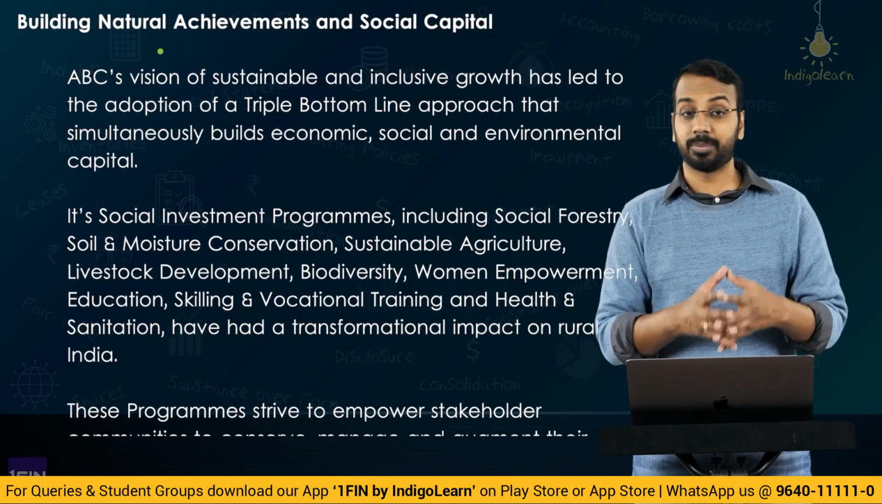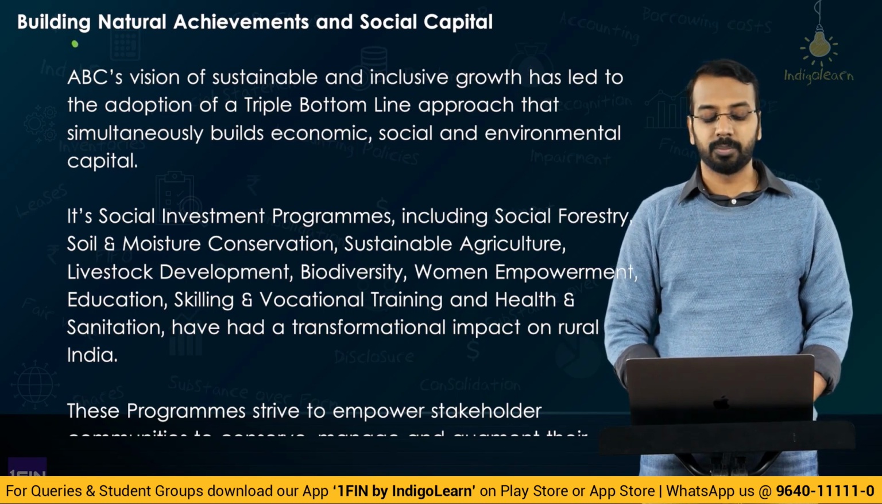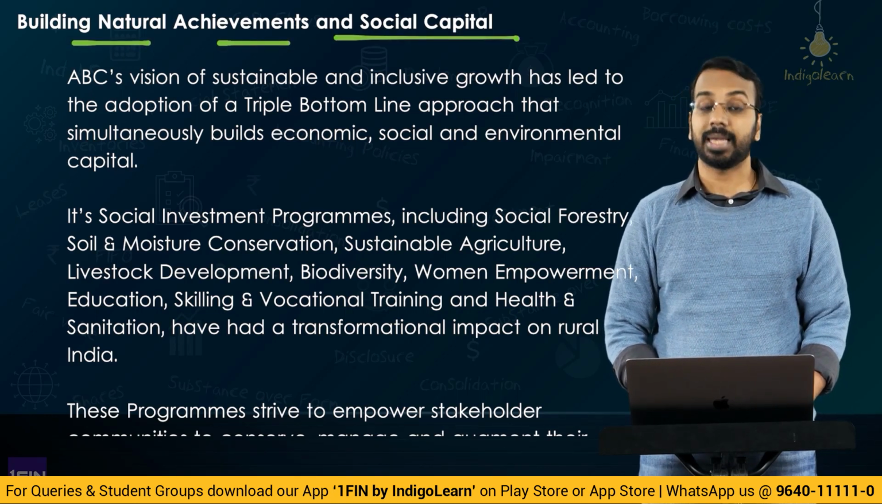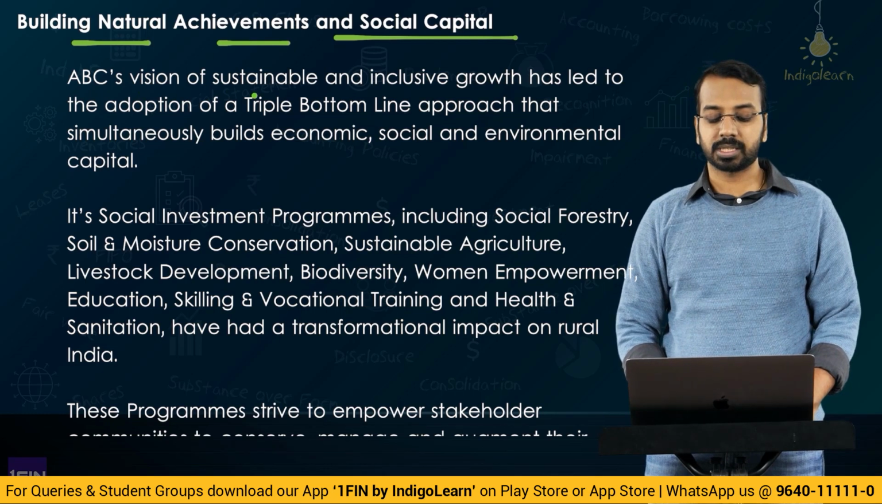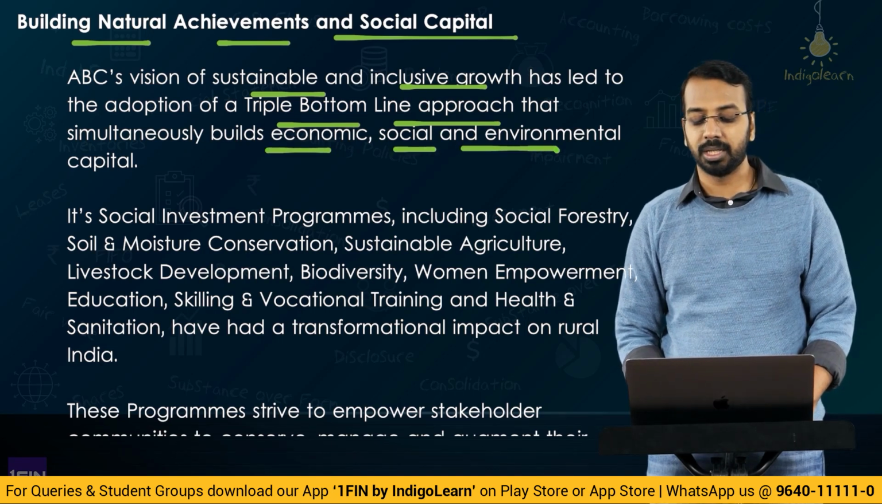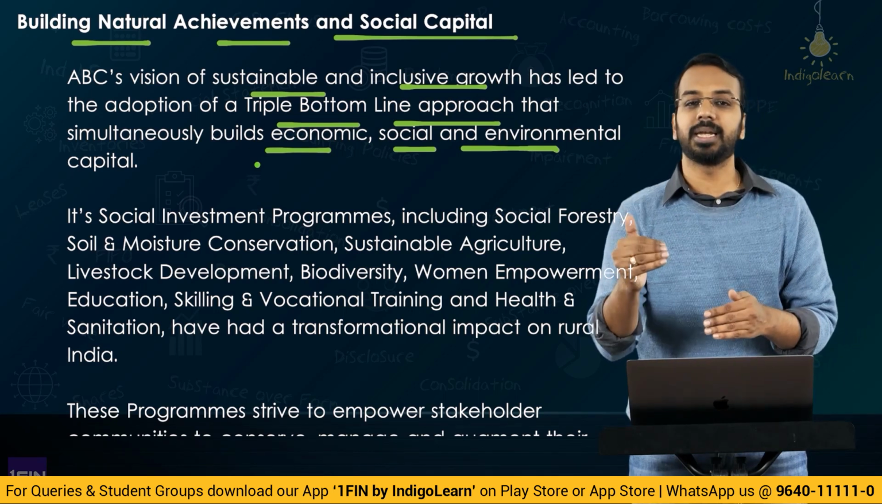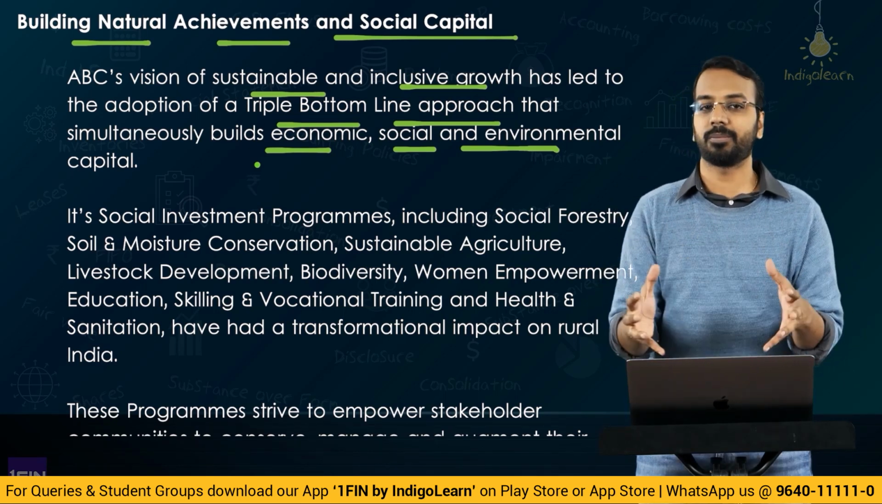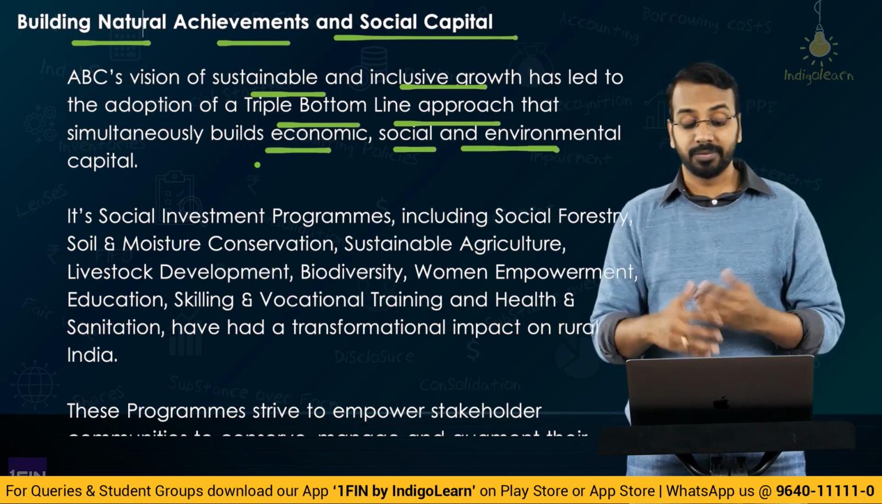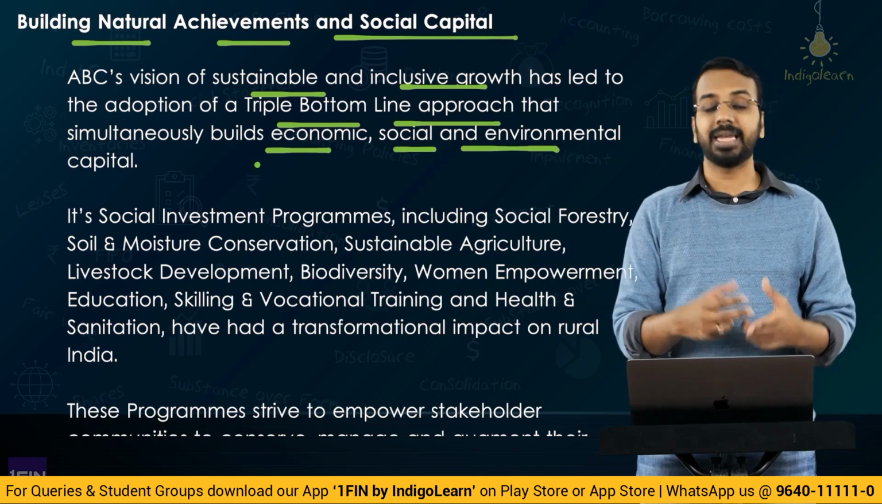Let's now have a look at a sample for integrated reporting. Now here the company talks about building natural achievements and social capital. ABC's vision of sustainable and inclusive growth has led to the adoption of triple bottom line approach that simultaneously builds economic, social and environmental capital. Now when we talk about triple bottom line, first bottom line is your P&L, that is your financial bottom line. When we say bottom line, we generally mean profit. When we say triple bottom line, we are not only talking about economic, that is profit, also social and environmental part of it, right?